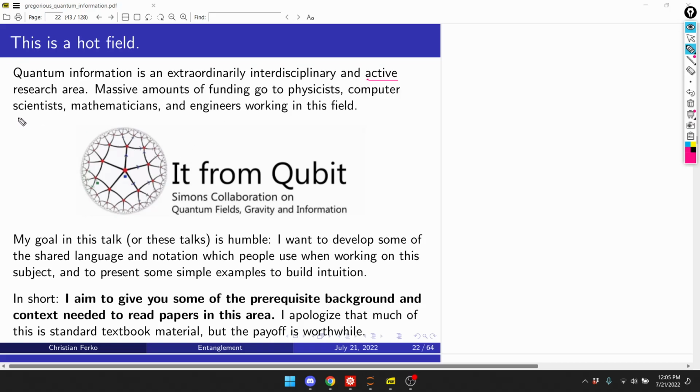So a lot of funding goes to people in various areas working on this field. This is one such collaboration, which is where my postdoctoral advisors here get funding. One of the places they get funding from is this It from Qubit collaboration. So it's an exciting field.